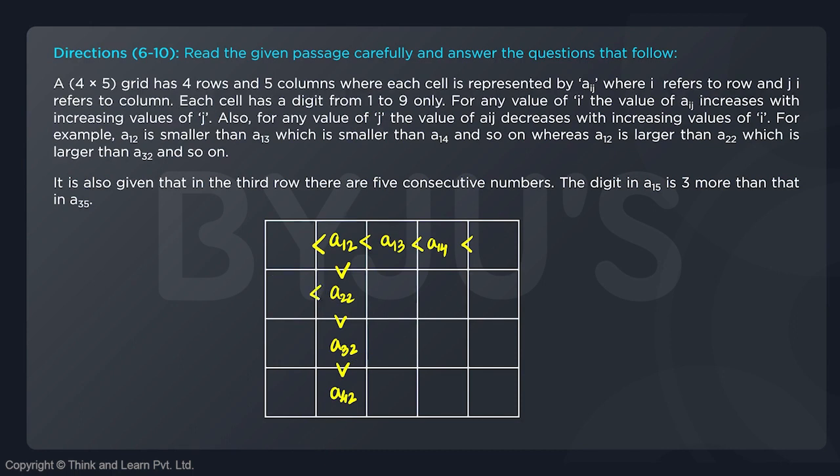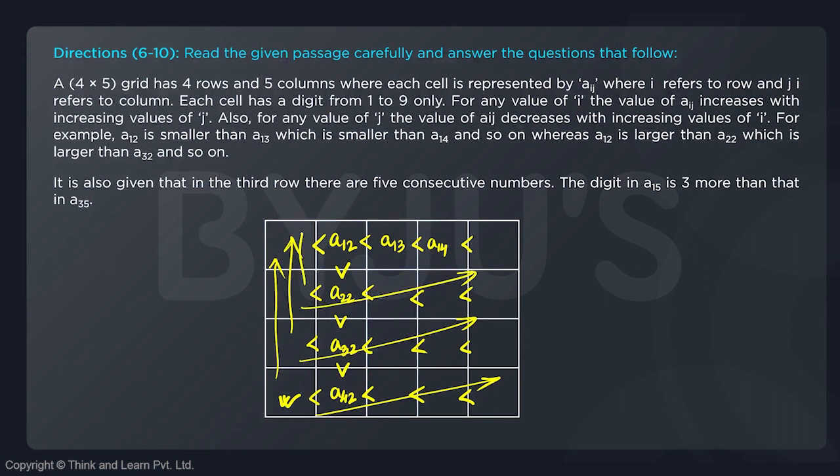So in other words, we can see that as we move from left to right, the values are increasing, and as we move from top to bottom, the values are decreasing, right? So if we start from this particular cell, which is the fourth row and first column, the values will keep on increasing towards the right as well as upwards. So this is the pattern in which the digits from 1 to 9 have to be placed.